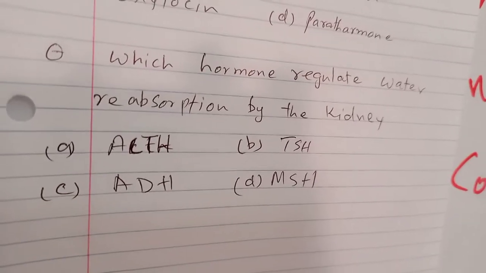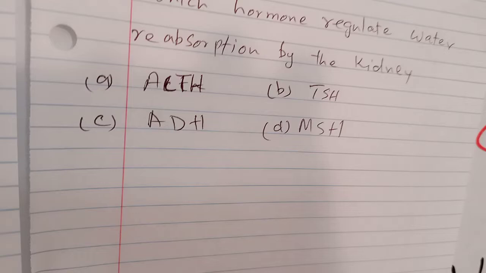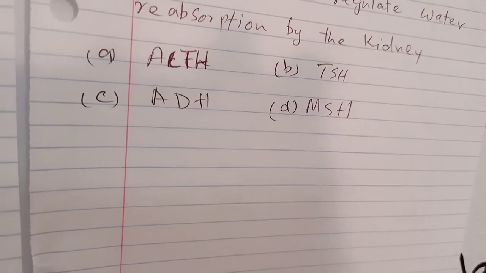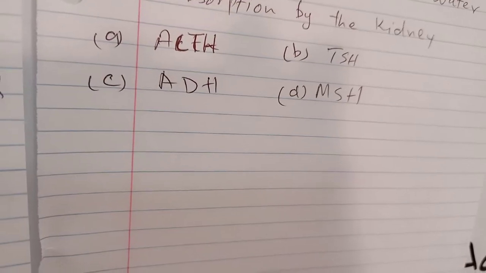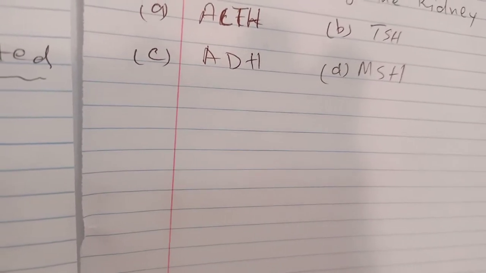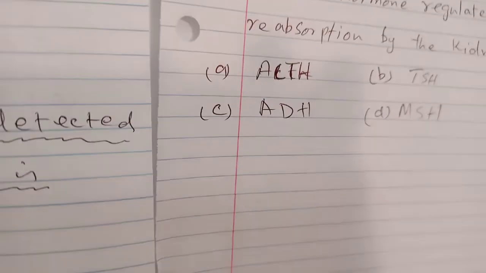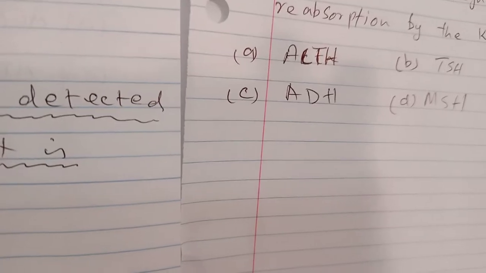Which hormone regulates water reabsorption by the kidney? The options are ACTH, adrenocorticotropic hormone, thyroid stimulating hormone, antidiuretic hormone, and melanocyte stimulating hormone. So the answer is antidiuretic hormone. Diuresis means producing more urine.